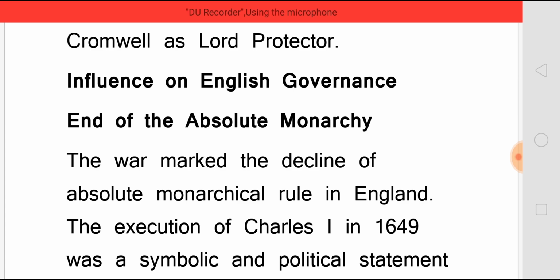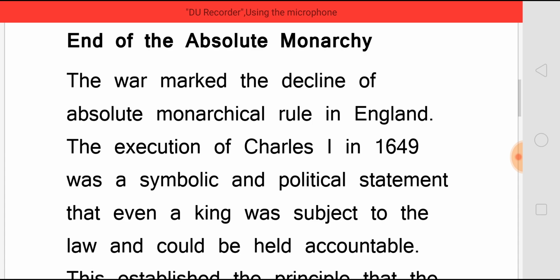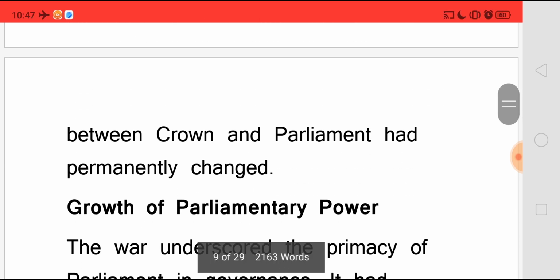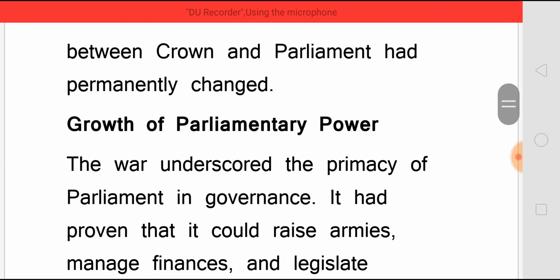And the influence this civil war had on English governance is that it brought an end to the absolute monarchy. The war marked the decline of absolute monarchical rule in England. The execution of Charles I in 1649 was a symbolic and political statement that even a king was subject to the law and could be held accountable. This established the principle that the monarch could not rule without parliament. Though monarchy was restored in 1660 under Charles II, the relationship between crown and parliament had permanently changed.